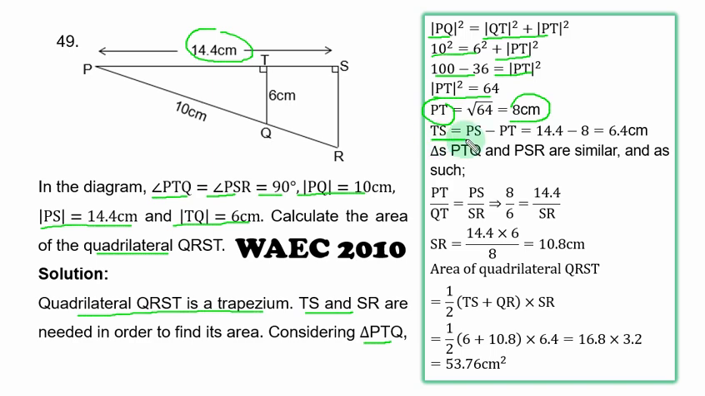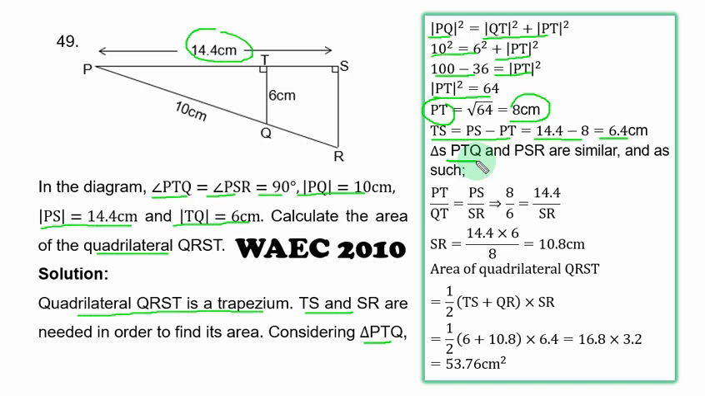TS is equal to PS minus PT. That is 14.4 minus 8 equal to 6.4 cm.